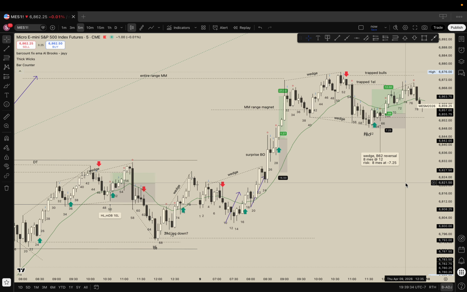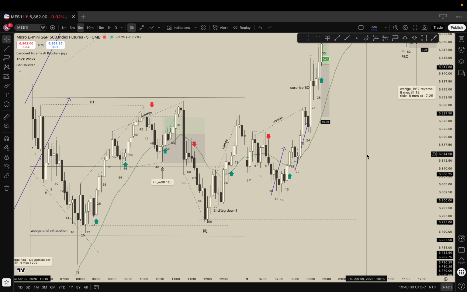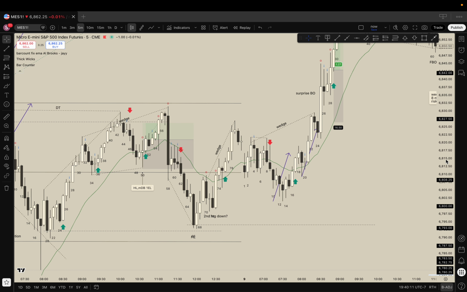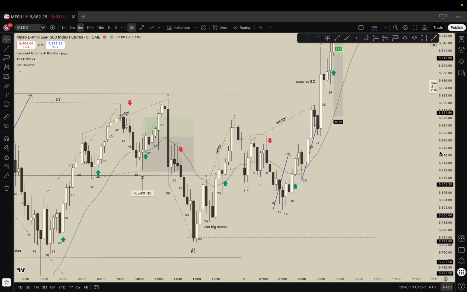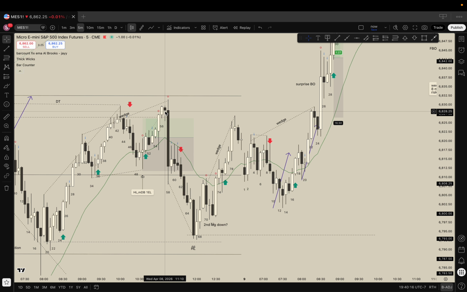We actually see a wedge formation. First, second, third push on the open. So we still have trapped bulls up here. This is the first target.